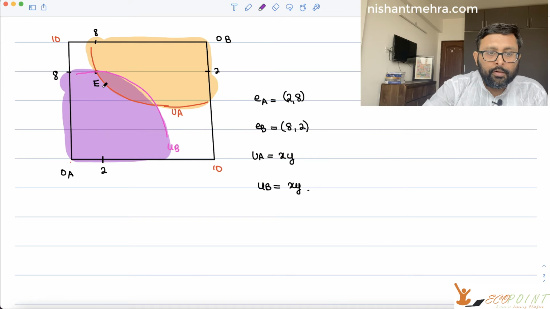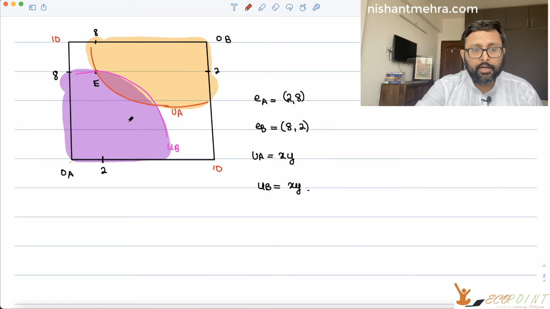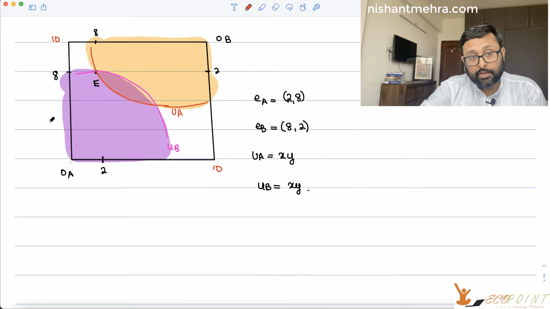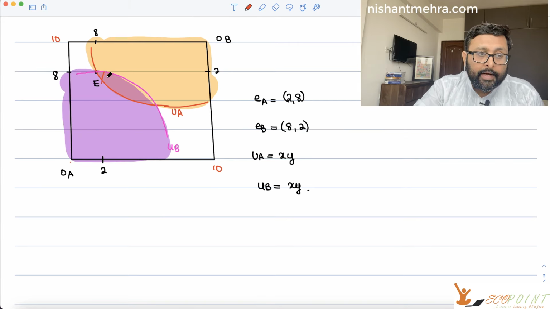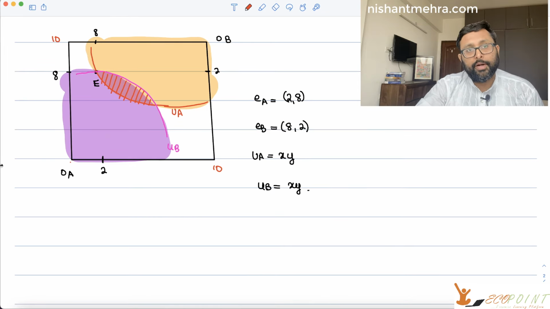All the indifference curves for you in this region will be a higher indifference curve. For me, all the indifference curves in this orange region would be the higher indifference curves, which are giving me higher utility. There is an intersection of our regions, of our better off regions.